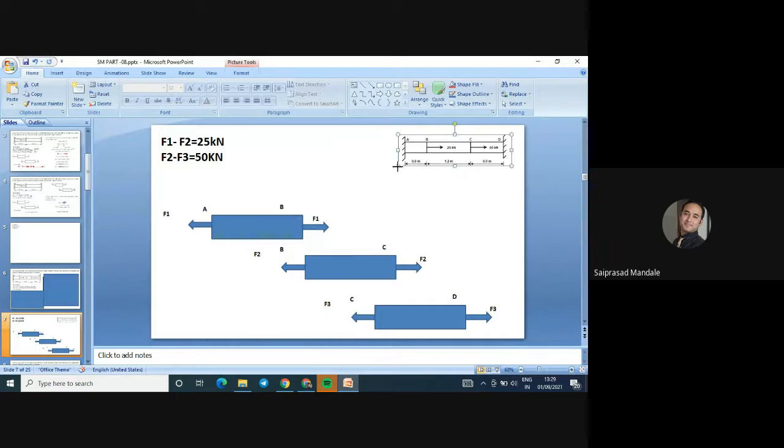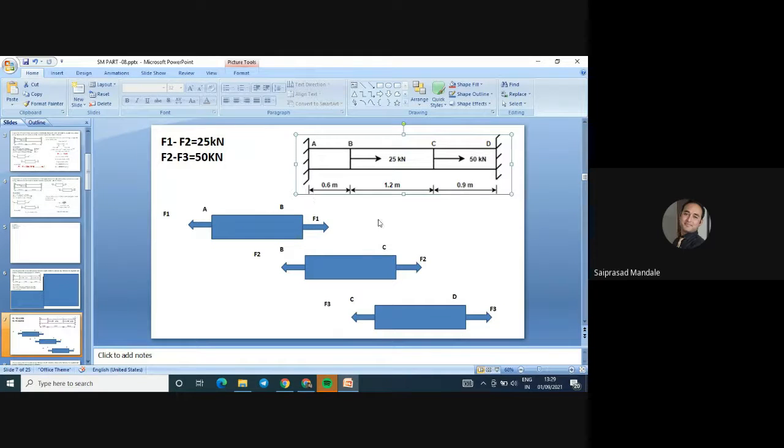Look at this figure, and now it is very easy for you. See, on B, 25 kilonewton moving toward the positive axis. Okay, so positive means F1 is moving toward the positive, so F1 minus F2, both are at B, so F1 minus F2 is equal to 25. Similarly, C is again moving toward the left hand side, so F2 minus F3 is equal to 50 kilonewton. Got my point?